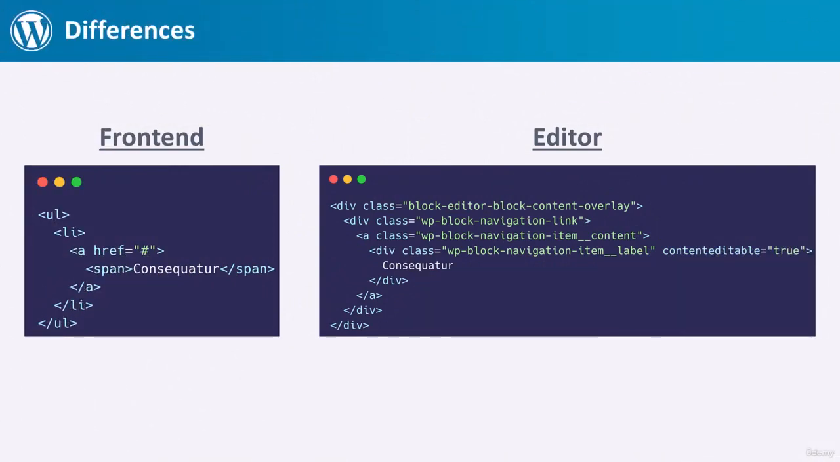Here's a quick example of a link. The HTML has been simplified for readability. In a nutshell, this is the HTML generated by WordPress. As you can see, they are completely different. The front-end version uses an unordered list. On the other hand, the editor uses a series of div tags. The classes will be different too. There are too many differences between both versions. No wonder our CSS doesn't work.